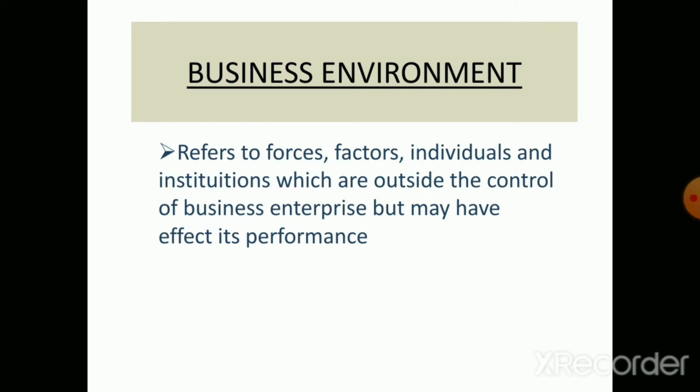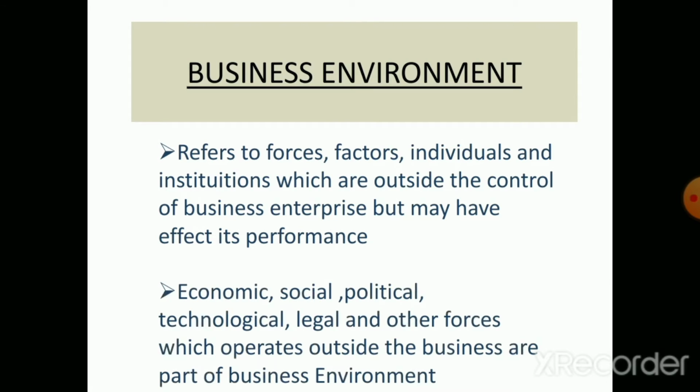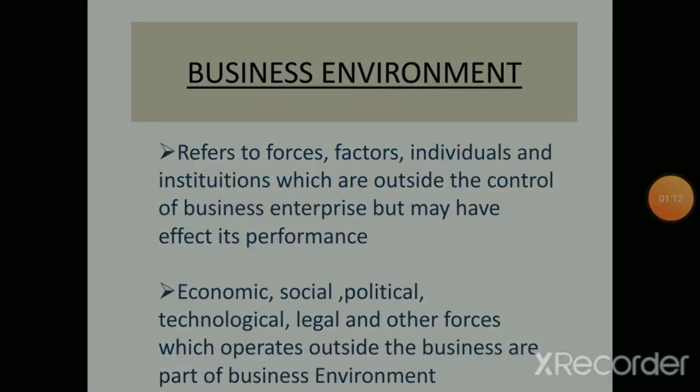For example, an increase in tax by the government makes things expensive to buy, or technological changes may make the existing product obsolete, or a change in fashion and taste of consumers may shift the demand in the market. So these are some examples of external factors which affect the business, and that is known as business environment. Also, these factors include economic, social, political, technological, legal, and other factors. These are the forces which operate outside the business and are a part of business environment.